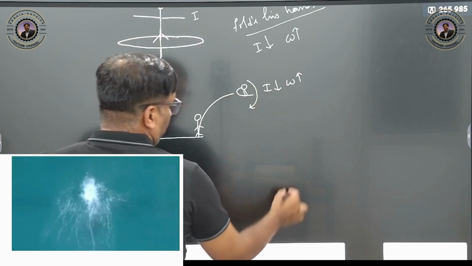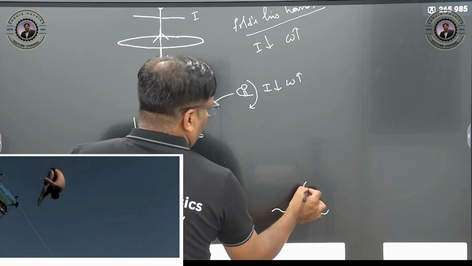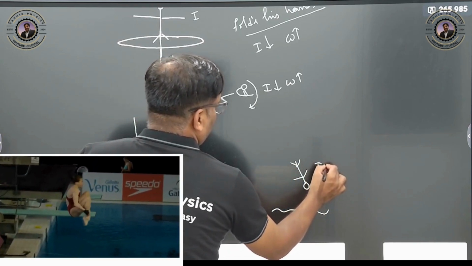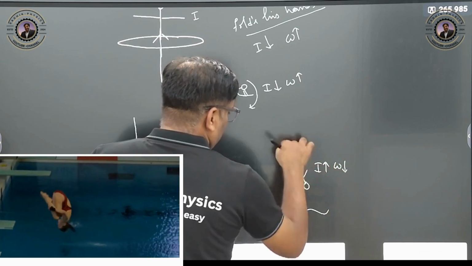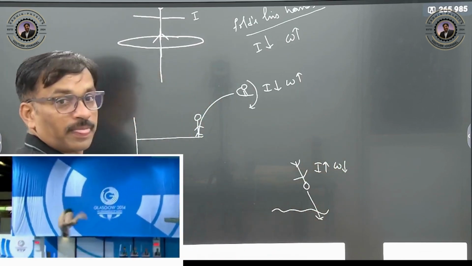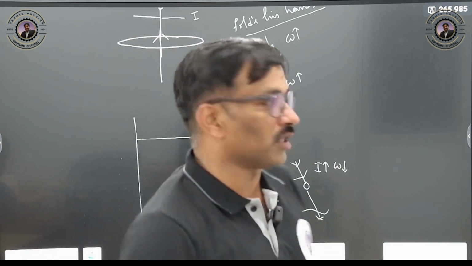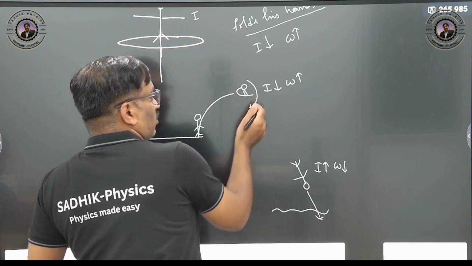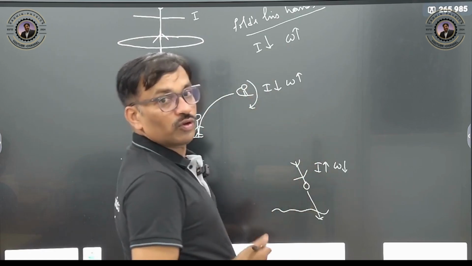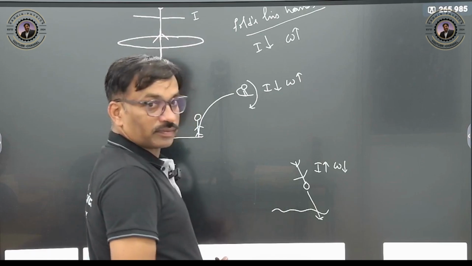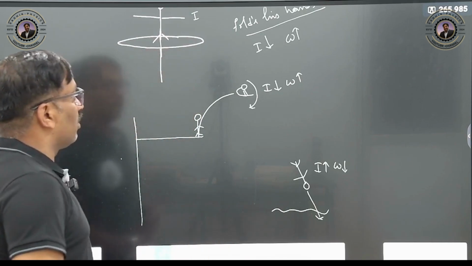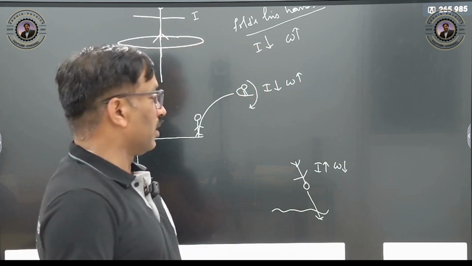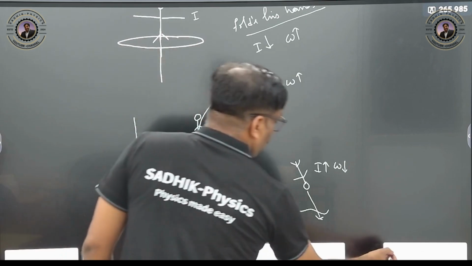Before landing, what will he do? Again, he will stretch his hands, so that moment of inertia is increased and angular velocity is decreased. Therefore, he will be able to land very easily. He has to do more rotations in the air itself, so he folds his hands and legs very close. So this is also one example of conservation of angular momentum. Clear? We can have one more example also.